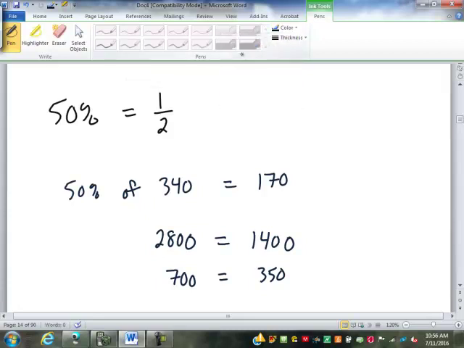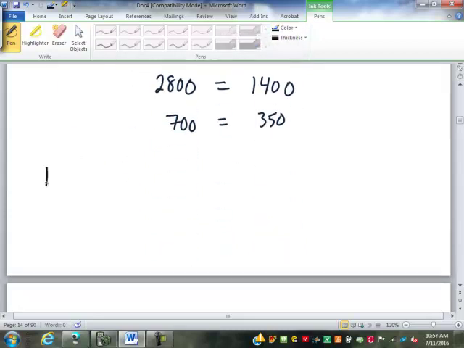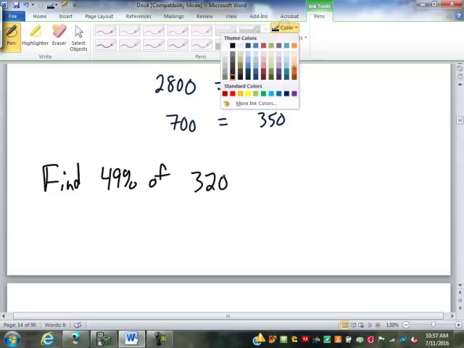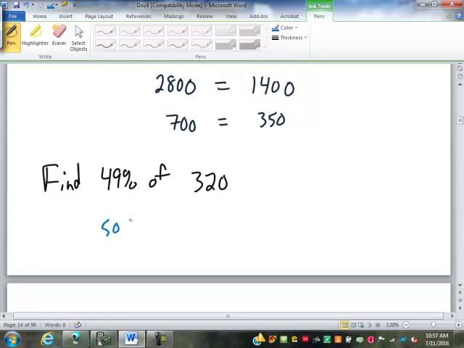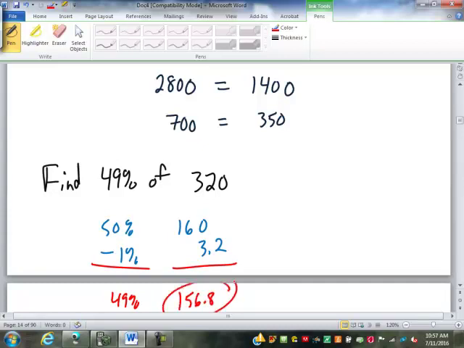So I can combine that with what I've known to find 49% of 320. Well, I would do 50% of 320, which is 160, and subtract 1%, which is 3.2. 50 minus 1 is 49%. 160 minus 3.2 is 156.8, which is 49% of 320.